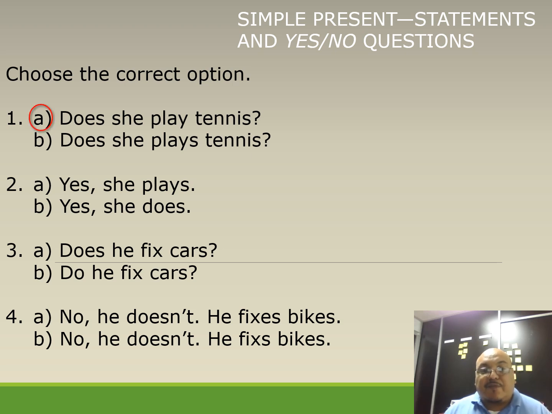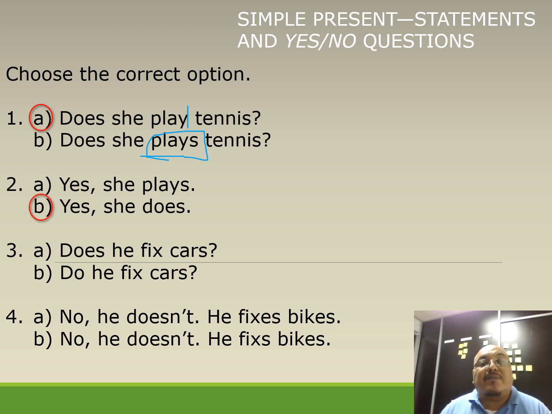The first one, for sure, is does she play tennis? Take a look. With the auxiliary verb here, does, we don't need to add s at the end of the verb. This is a big mistake that most Latin American speakers make. So remember, don't use s when you use does at the beginning with the third person. All right, number 2.